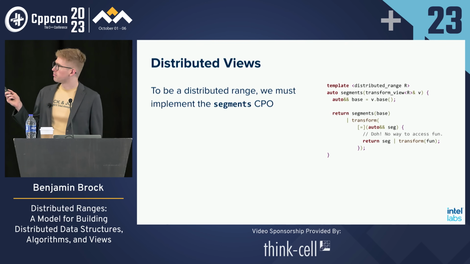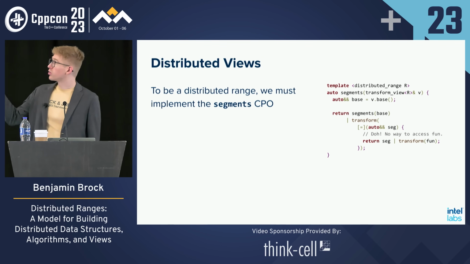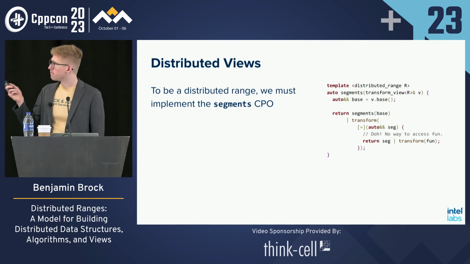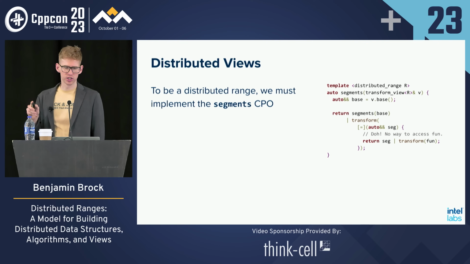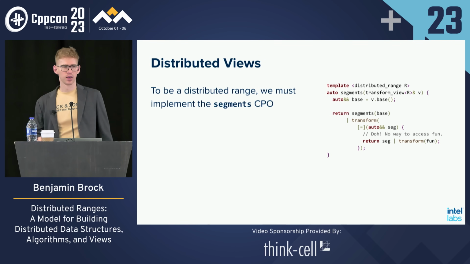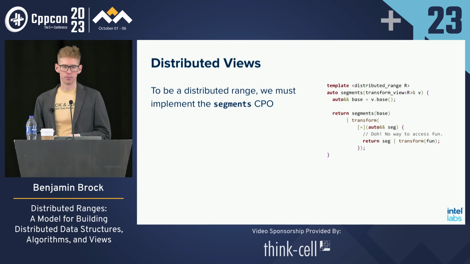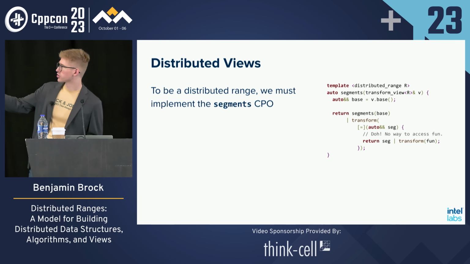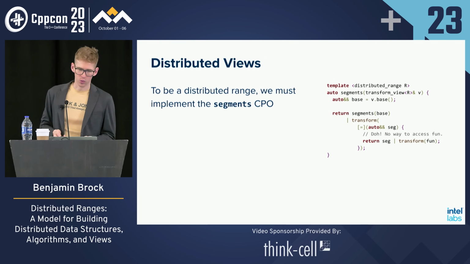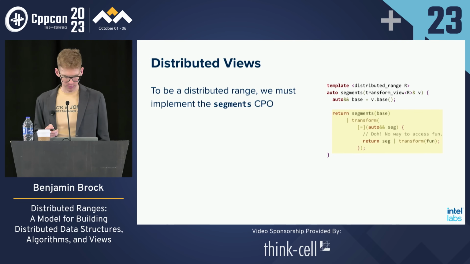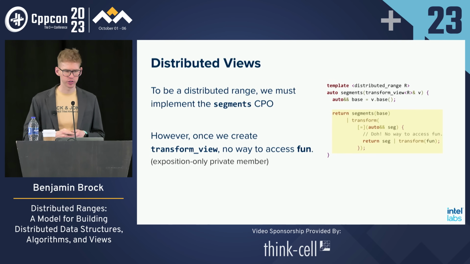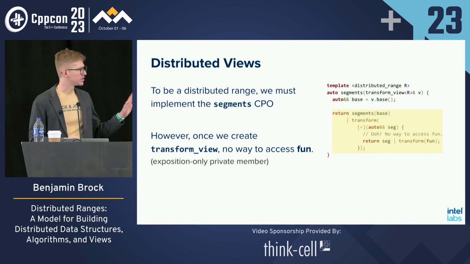And so given a transform view, what we could do, let me explain this code on the right, is given a series of segments, right, from the base, we could then apply a transform view to each segment, right? That would be equivalent to a transform view applied to the whole series of data. Unfortunately, we need this fun object, which we don't have any way to get access to. So we do end up implementing our own distributed transform view. Yeah, this fun is an exposition-only private member. It would be nice if we had some way to access it.